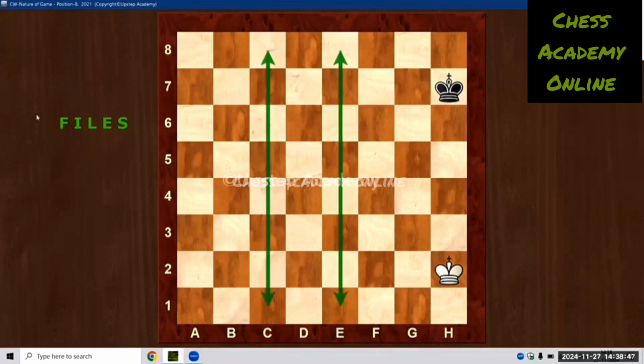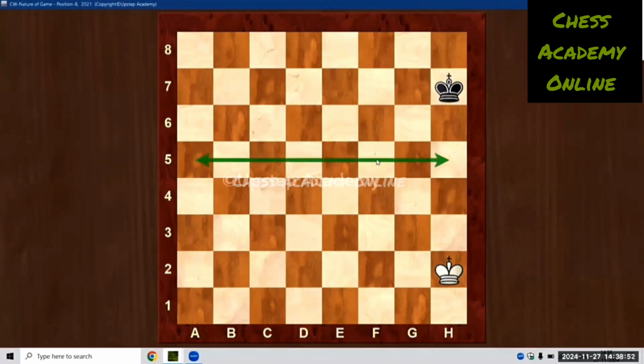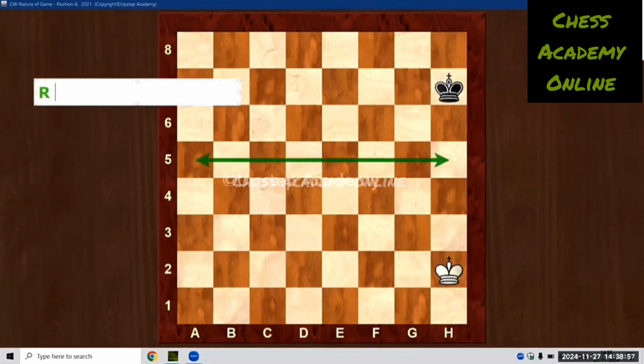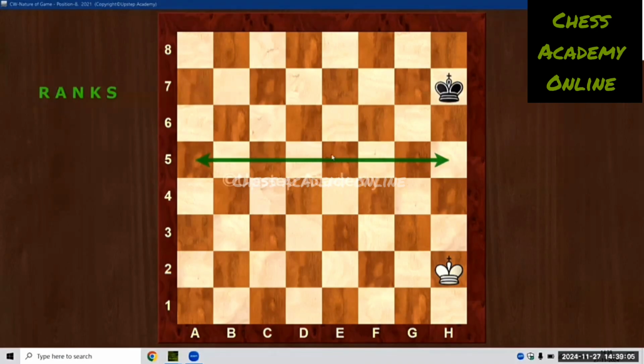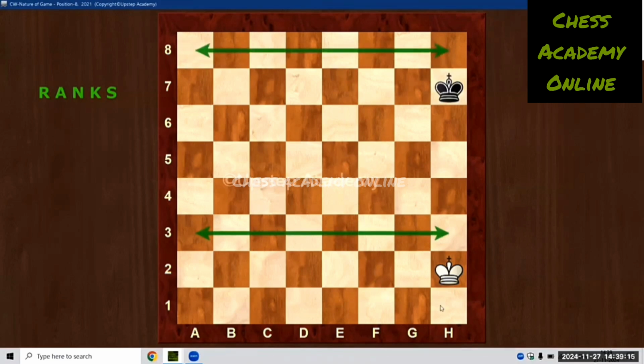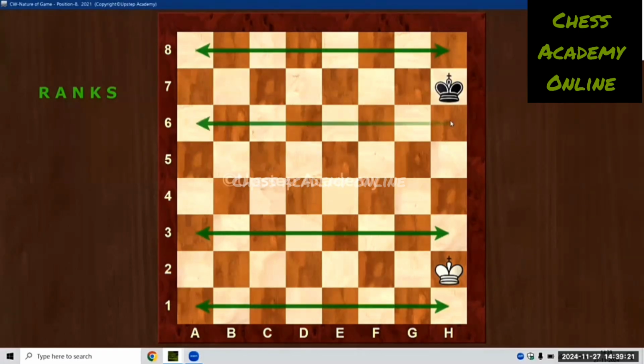And the next type of line, which will be sleeping, will go left to right, or horizontal. These are called ranks. Let me show you the spelling. R-A-N-K, ranks. So this is the 5th rank. We can see the green arrow pointing at the number 5. And this can be the 3rd rank, number 3. The last rank can be number 8. The first rank pointing at the number 1. All the sleeping lines are called ranks.